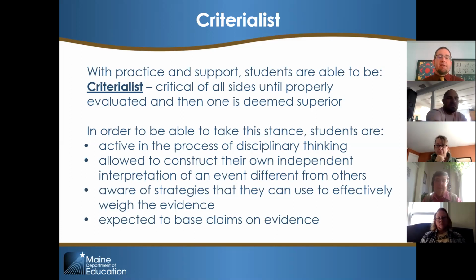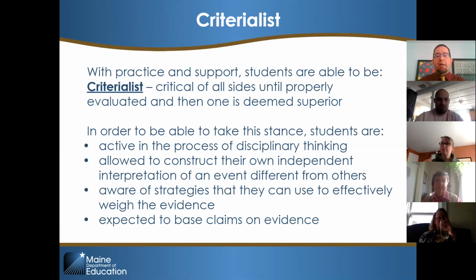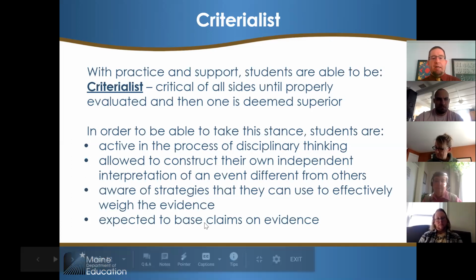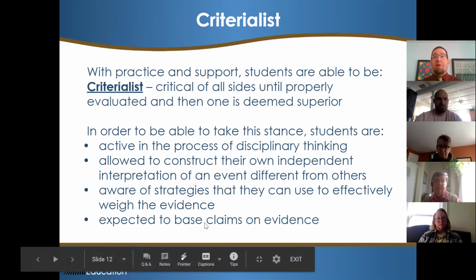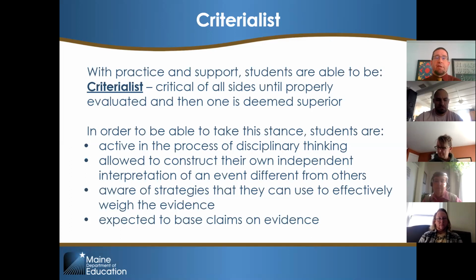You support this by making sure that they are aware of the strategies that they can use to effectively weigh the evidence. If you give kids conflicting views in a handful of primary sources, they're not going to know what to do with it. You build in those strategies and supports to help them understand what to do with that. And then, again, that claim has to be made on evidence, right? They can't just take any side for no reason and say, well, the sky's purple and I just like it that way, so give me my A, right? There's my claim. It's all back to evidence.